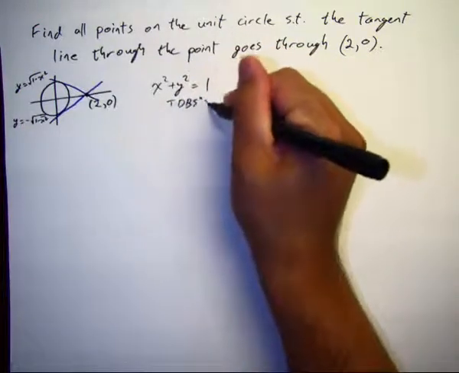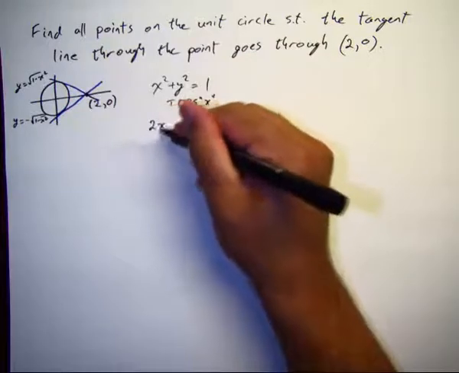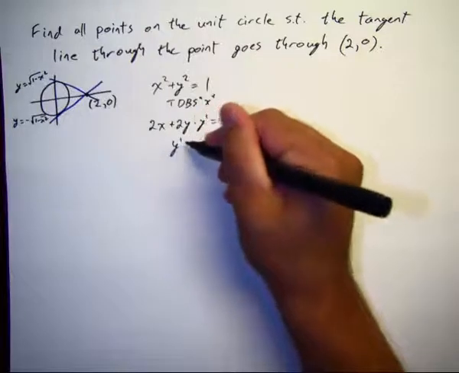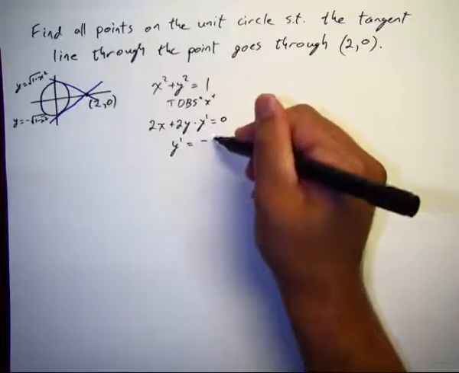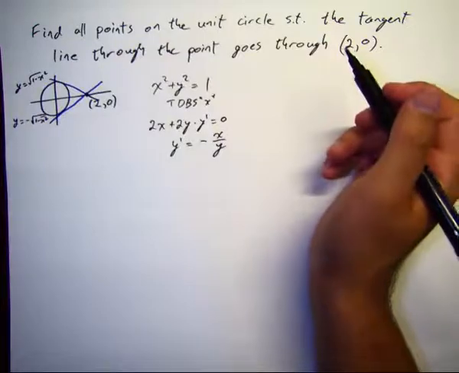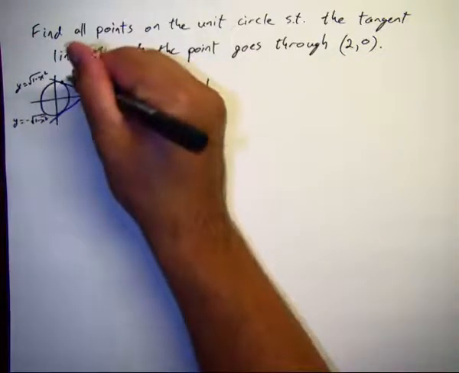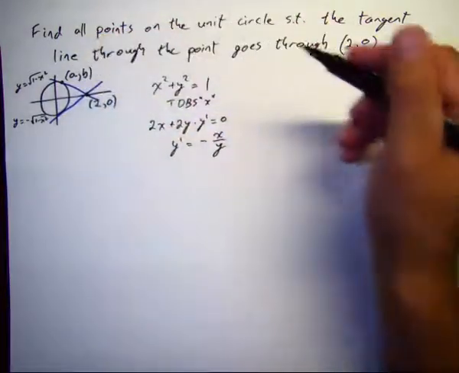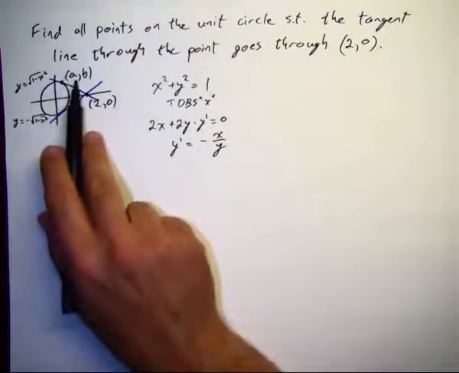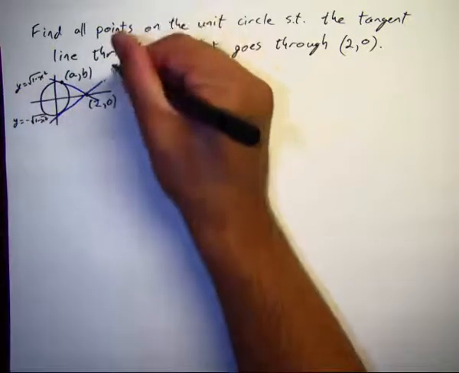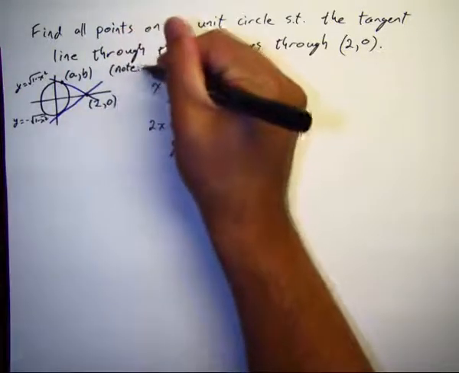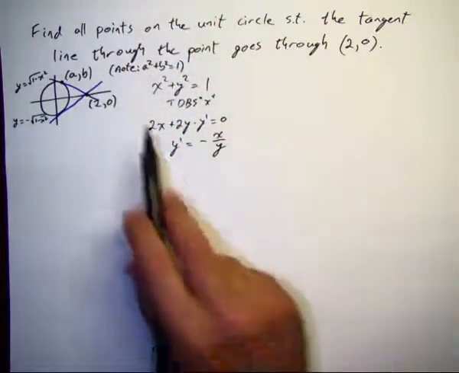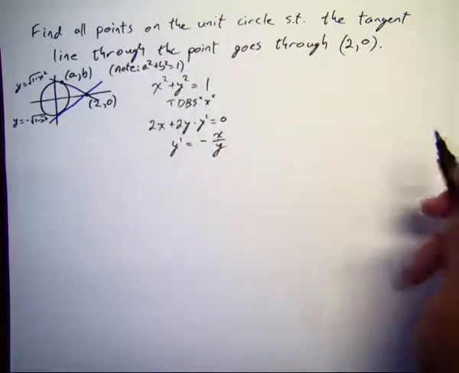We could take the derivatives of both sides, and so we have 2x plus 2y y prime equals 0. y prime is equal to negative x over y. Let's take this point over here and label it as (a, b). And we know that a squared plus b squared is equal to 1. That doesn't need to be a part of your solution, but it's good to remember it. The point (a, b) fits this equation.